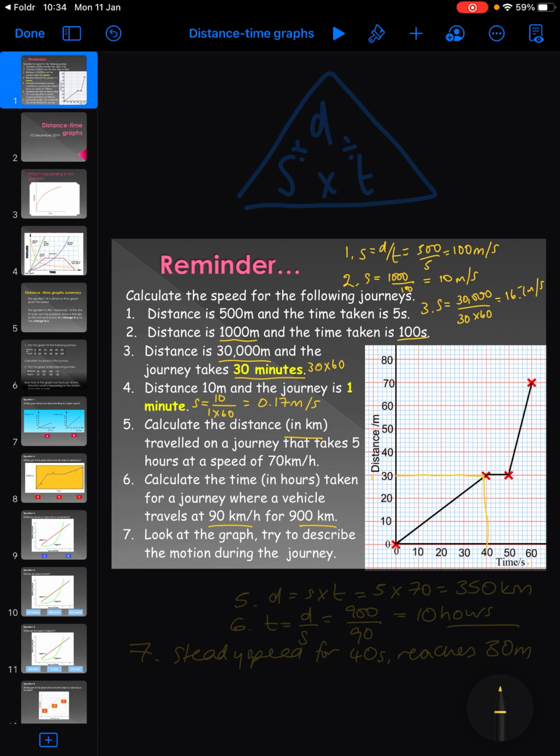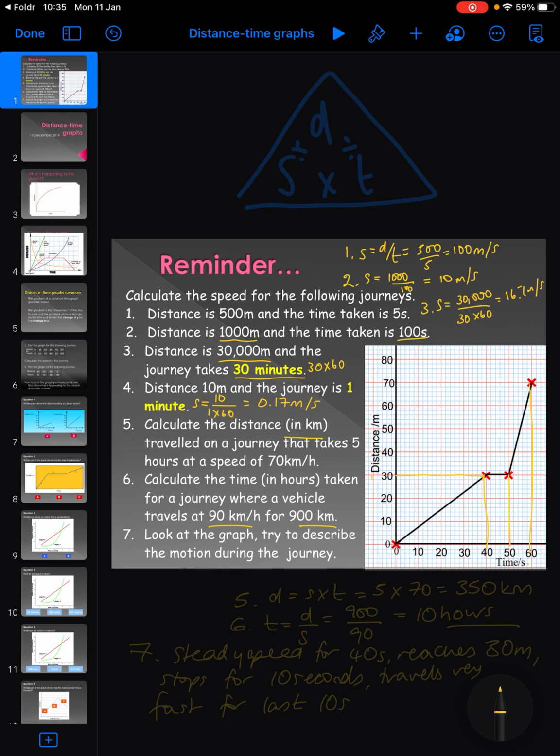Then can you see between 40 and 50 seconds, it's stopped. It's not moving anymore. So it stops for 10 seconds. And then in the next 10 seconds, whoa, it's going really fast there. And you can see it's actually jumped up to 70 there. So then it travels very fast for the last 10 seconds.